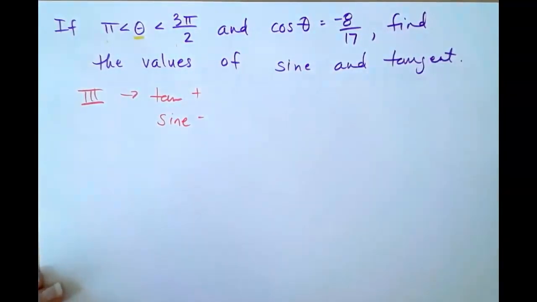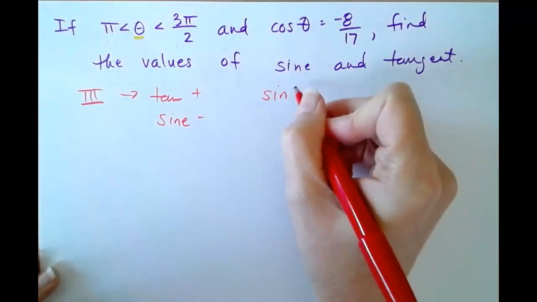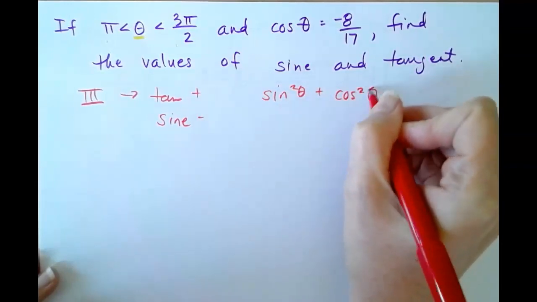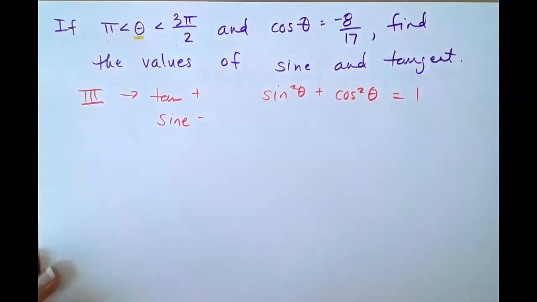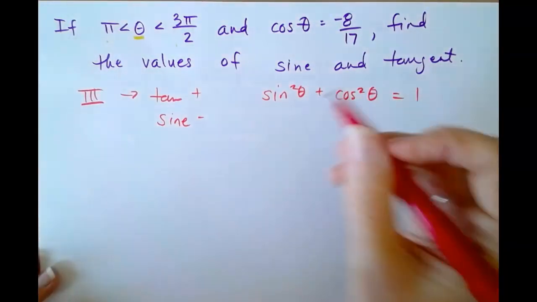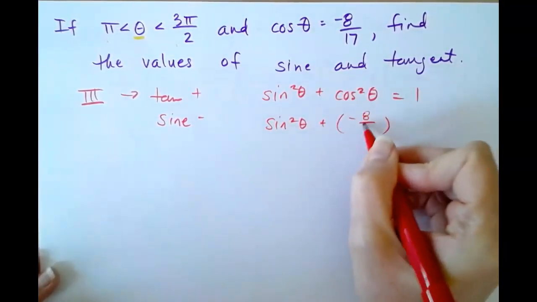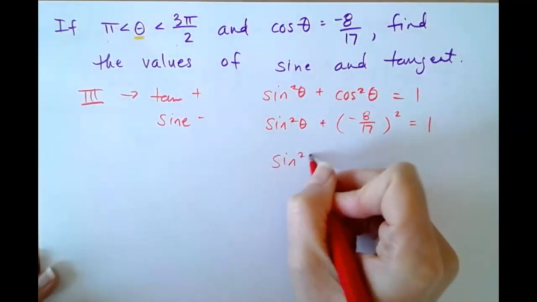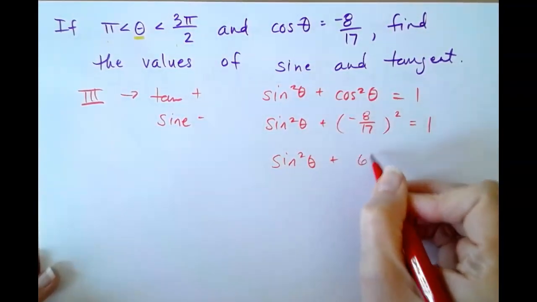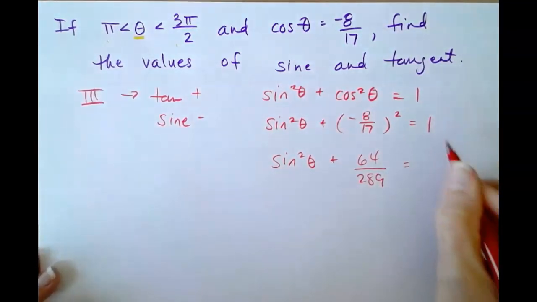So keeping that in mind, but this time, let's use a Pythagorean identity. So here's what we know. We know that sine squared plus cosine squared equals 1. So if we know the value of cosine, let's plug it in and use algebra to solve for sine squared. So sine squared plus the cosine, -8/17 squared, equals 1. So from here, sine squared plus 64/289, because that's -8/17 squared, equals 1.